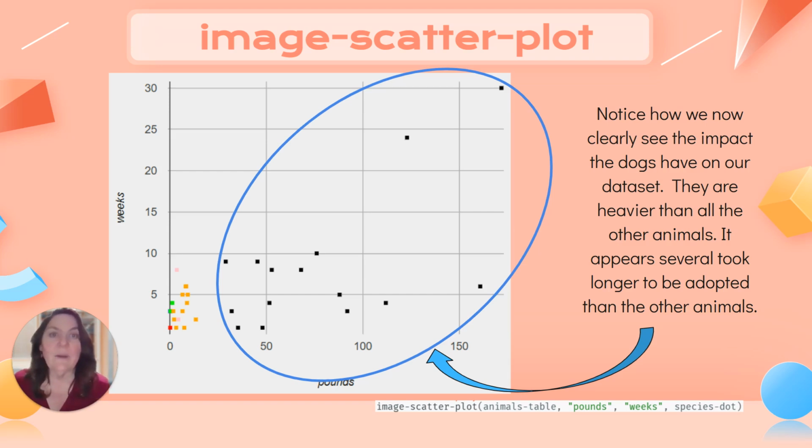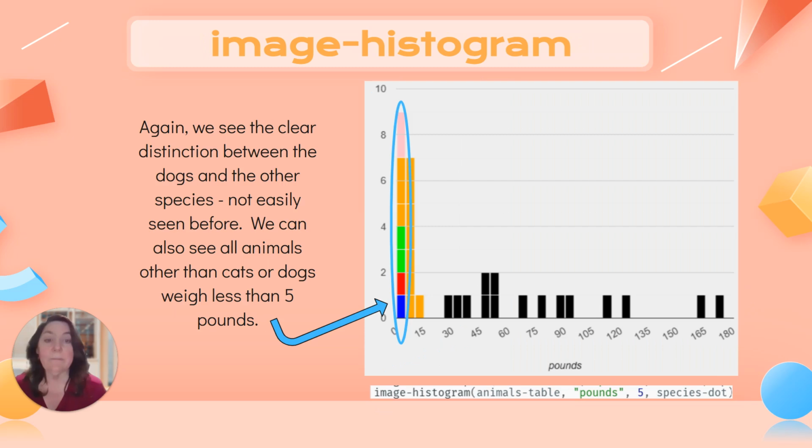There's those black squares that the dogs were. There's those colors that the other animals were. It's very clear to see as soon as you look at it, I see that those heavy animals are those dogs. Maybe I might want to look at dogs separately. I see a lot of those dogs are taking longer to be adopted as well because the weeks is up. I have 3 variables on this graph, showing the species by using the different colors.